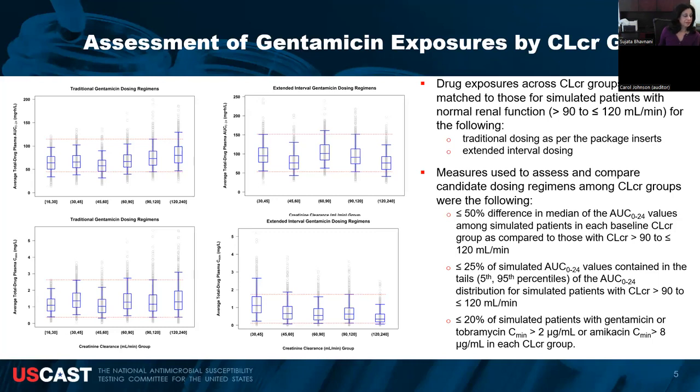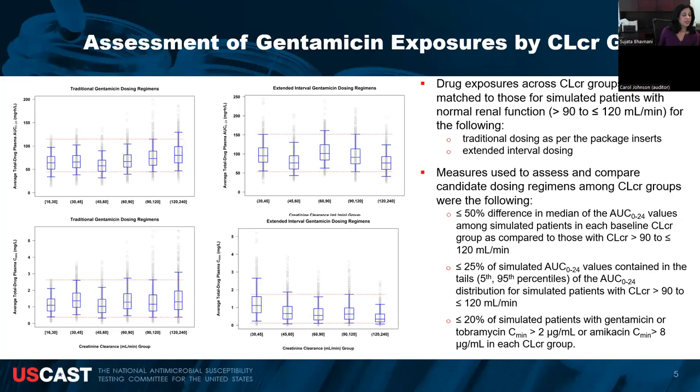On the left, we see gent AUC and Cmax box plots for traditional dosing. And on the right, we see extended interval dosing for gent. The top panel is AUC, the bottom panel is Cmin. Our goal was to maintain as many of the data points within the prediction interval for the other creatinine clearance groups. Ideally you want 95% of that data in the prediction interval, but we settled for less than 25% on either end of that, the whiskers.